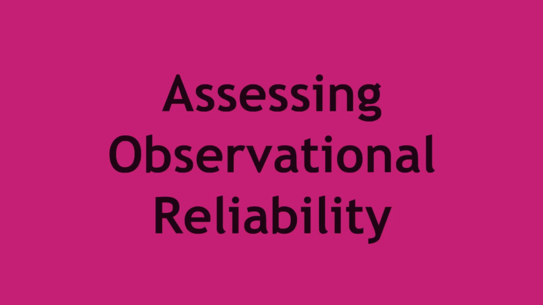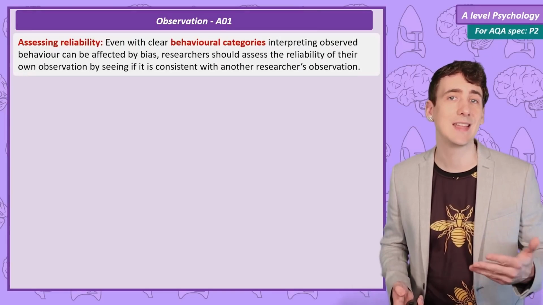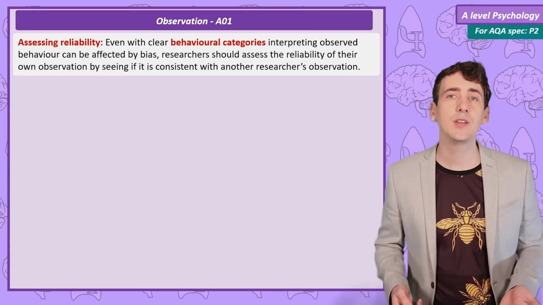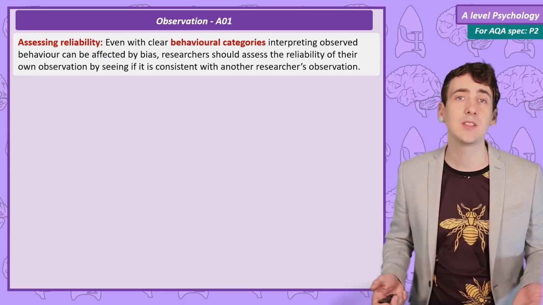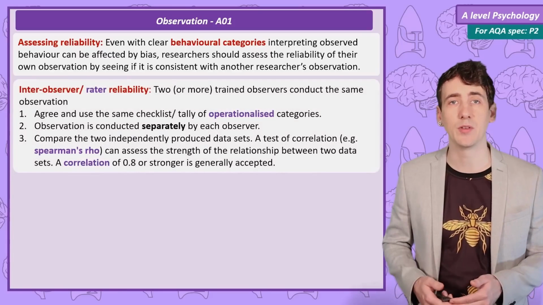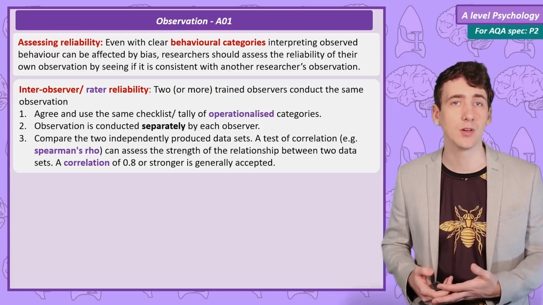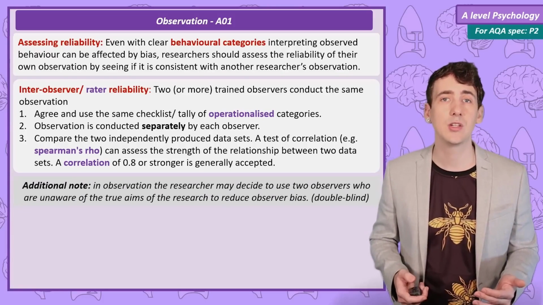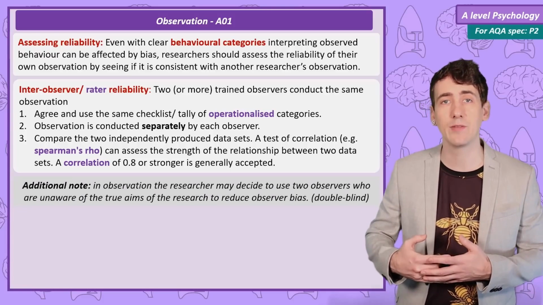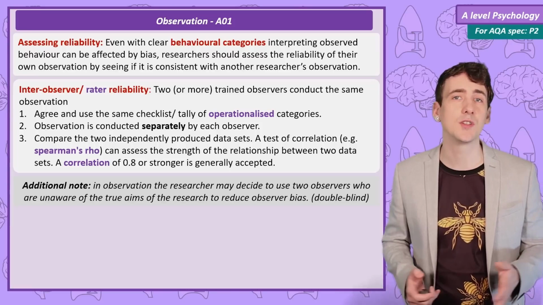Assessing observational reliability. Now, after the data is collected, it's a good idea to show or assess its reliability. For this, researchers would conduct a test of inter-rater reliability. This is simply using two researchers in the same observation. The researchers would be given the same list of operationalized behavioural categories and conduct the observation separately. After the observation, the researchers would bring their data sets together and see if they're similar. They would do this by conducting a test of correlation such as a Spearman's rho.